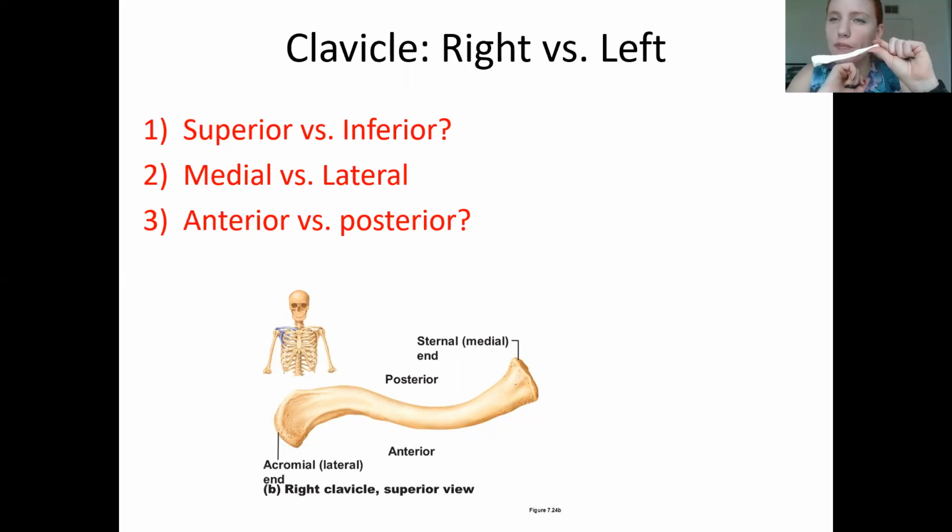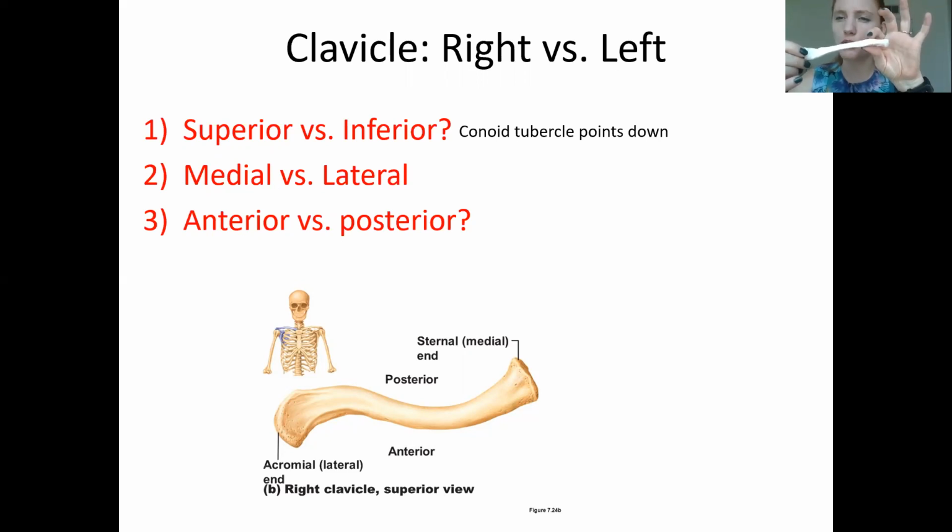Okay, so do you remember what bone feature is only found on one side, only found on the bottom? That would be the conoid tubercle. So right here, this cone-shaped rough bump, that's the conoid tubercle. If you orient that down, this side here would be the superior part. In this picture here, we don't see the conoid tubercle. There's no triangular rough bump here. And so what we're looking at is the superior view.